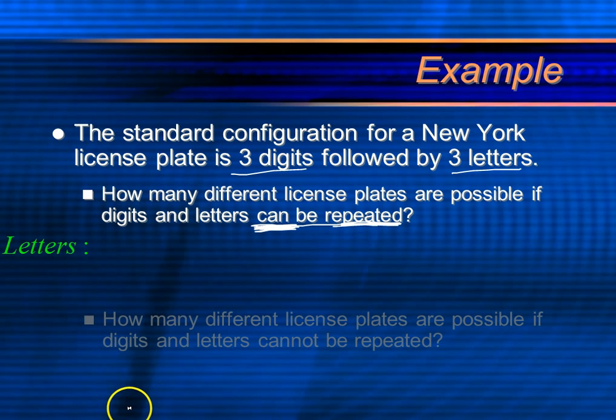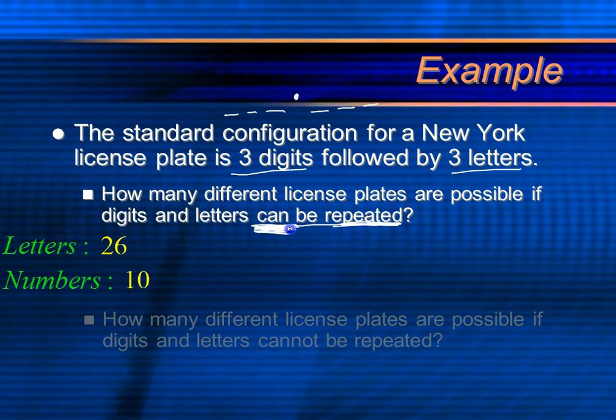What's my options for letters? How many letters in the alphabet? 26. And then digits. We just talked about digits or numbers a second ago. How many digits or numbers do we have for possibilities? 10. So if I'm talking about a license plate, it says 3 digits, so I'm going to have 3 blanks for my numbers, followed by 3 blanks for my letters.